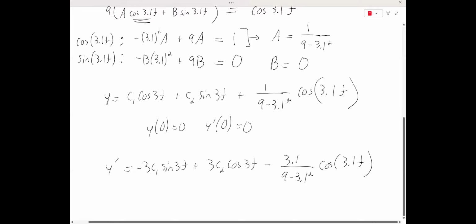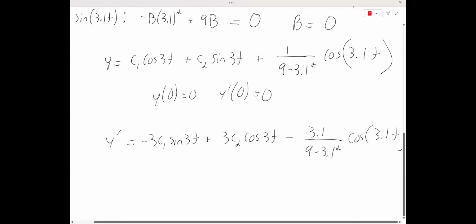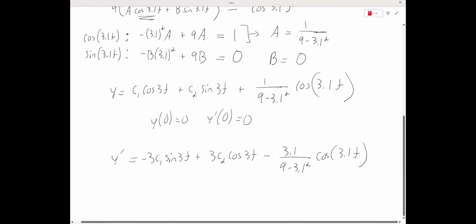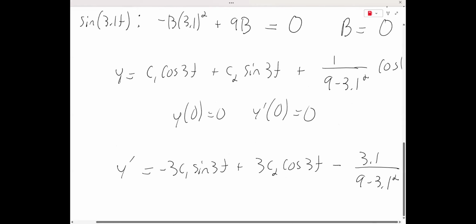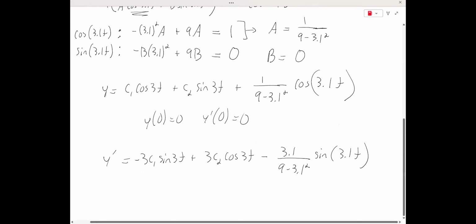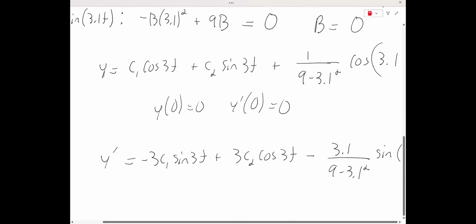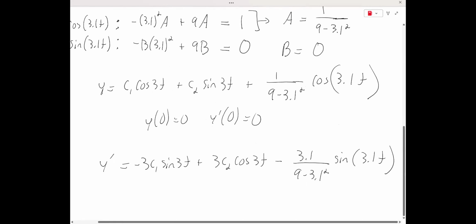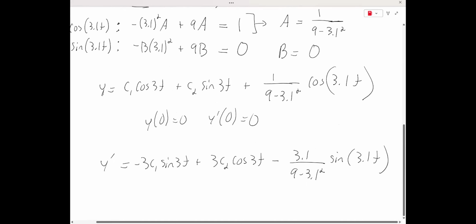Okay, so if I apply the conditions here then, or did I mess up? You're absolutely right. Yep, thank you. Sine 3.1t. Right. I did that on purpose as a pedagogical thing. They teach that in teacher school. Right, good. I'm glad you passed that test. Actually, that's not what really happened, but that's okay.